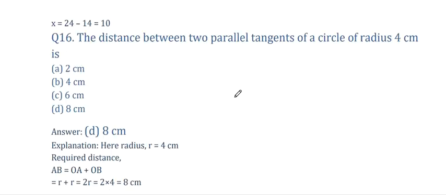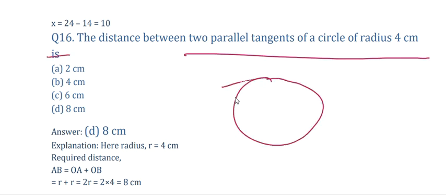Now come to the next point on your screen: the distance between two parallel tangents of a circle of radius 4 centimeter. We have a circle here and a tangent touches the point, right? Here is the center, right? So you can join it and you get it. The distance between two parallel tangents, you can see here, you can touch this one, this one. Again I am drawing this one. Yes, this is parallel. Okay, you can see here.